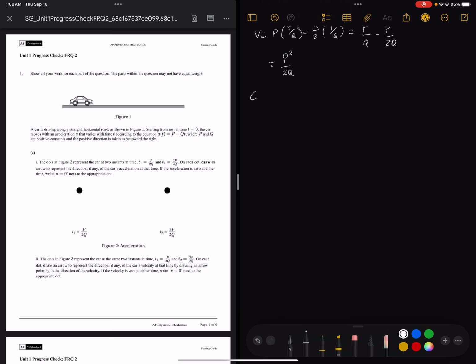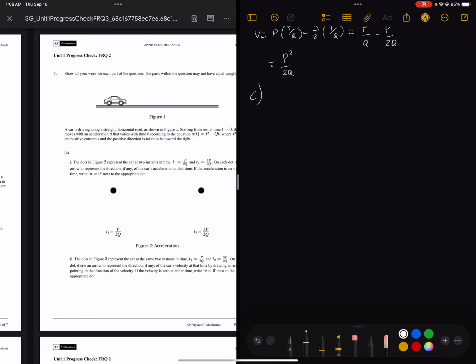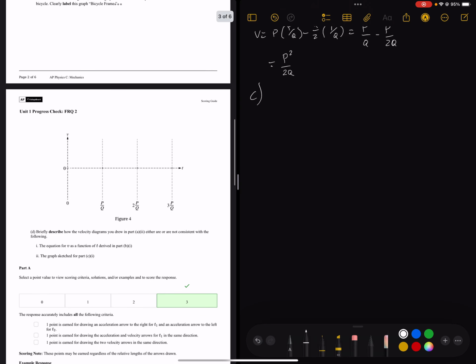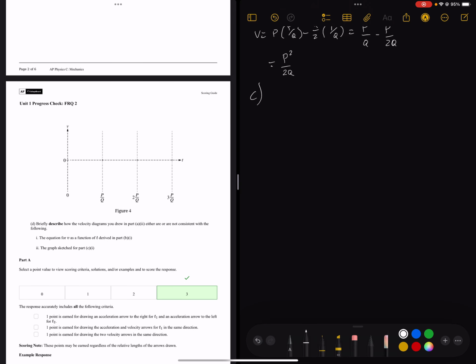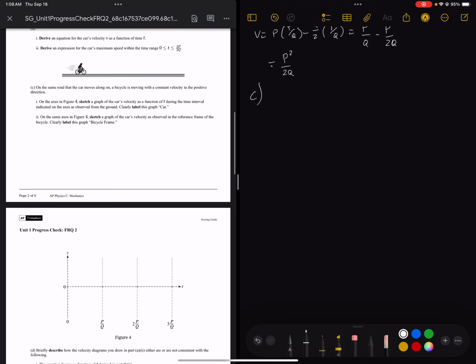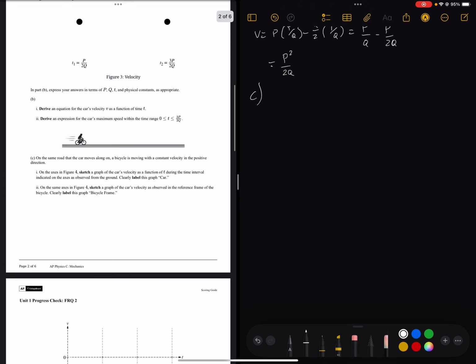Now part C, so we need to, whoops, I keep messing that up. All right, part C, now we have to actually graph this, describe why it's not consistent with the following equation. All right, so here I am graphing. Oh, wait, I kind of skipped some. All right, let's look at part C.